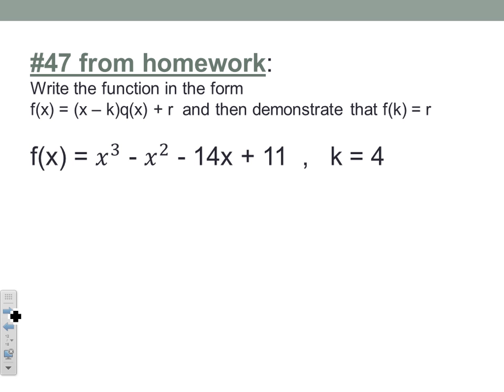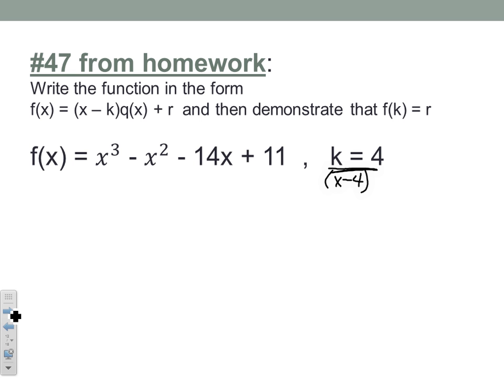So if you look at problem number 47, the directions say to write the function in the form f of x equals a factor times the quotient plus the remainder. Okay, so x minus k, remember, is that factor. Q of x is your quotient. All right, so your answer, plus a remainder. All right, so let's take a look at this one. First of all, in our problem, they give us that k equals 4. So that would have come from a factor of x minus 4. Okay, so keep that in mind.